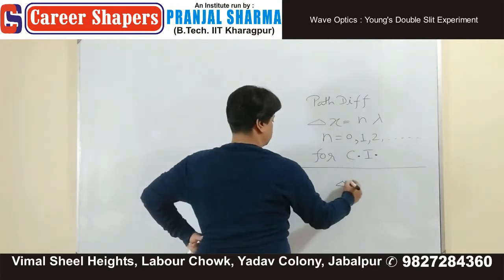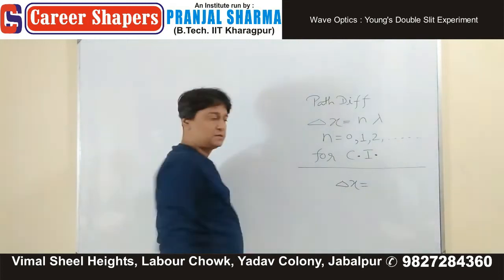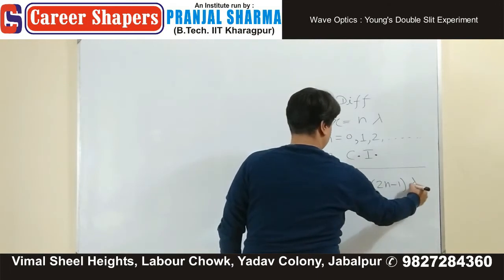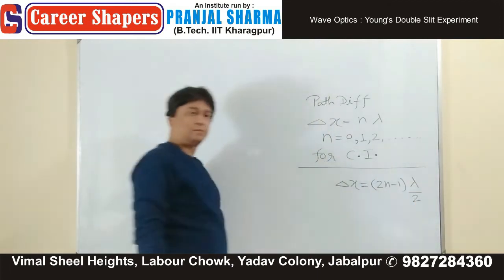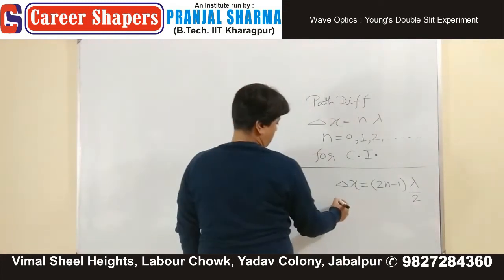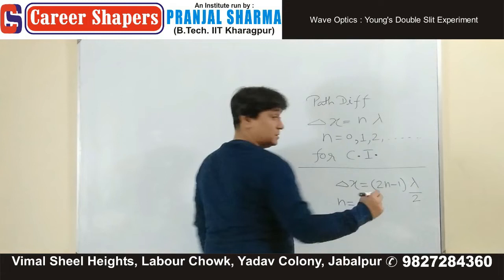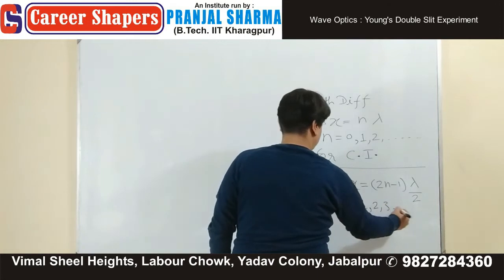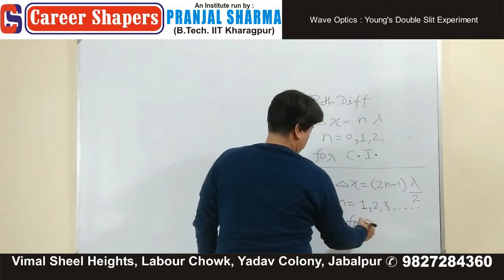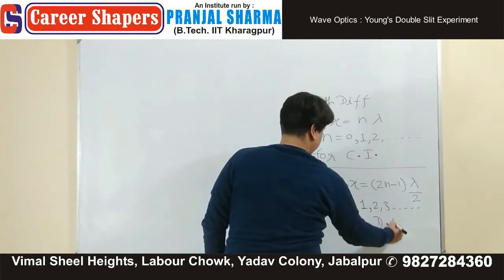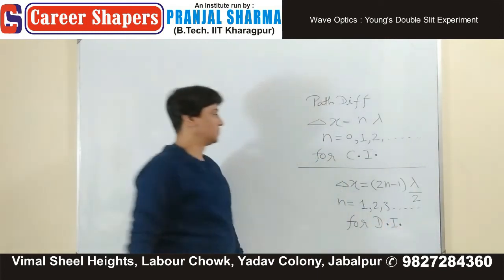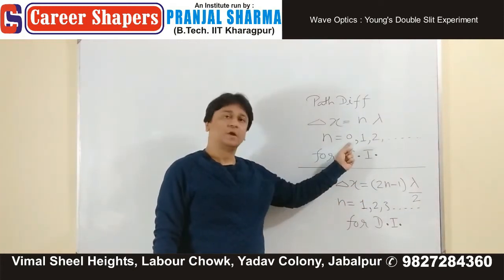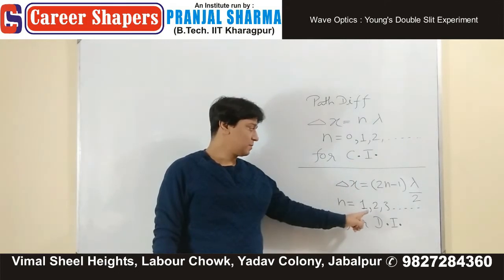This path difference delta x is (2n minus 1) lambda by 2, where n starts from 1, 2, 3 and so on, for destructive interference. For constructive we take n from 0. For destructive we take n from 1.